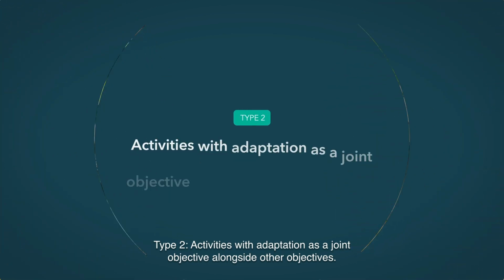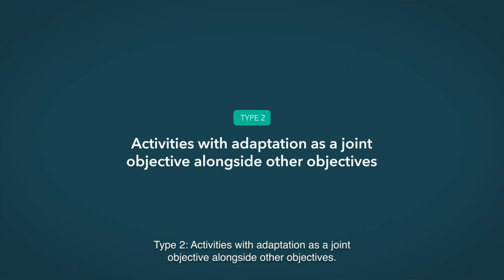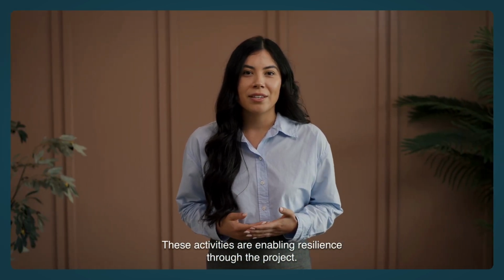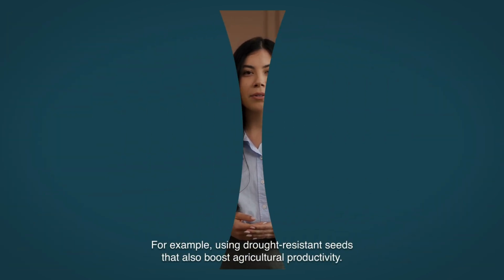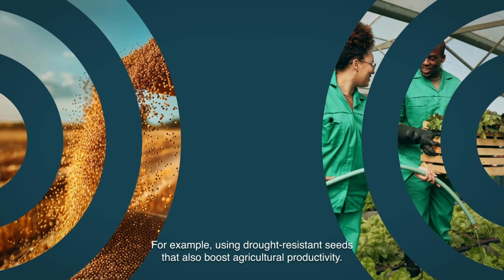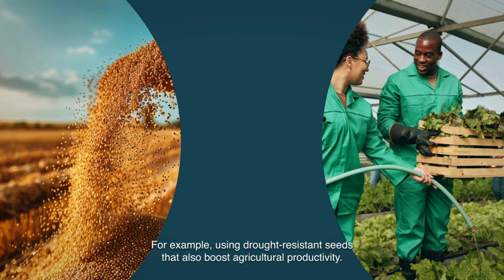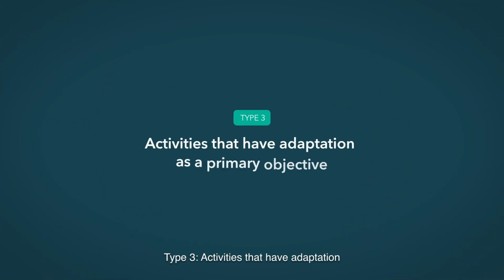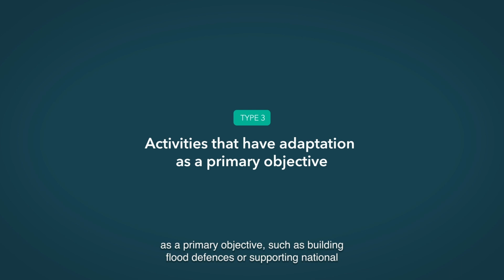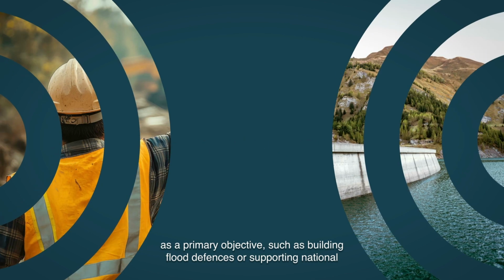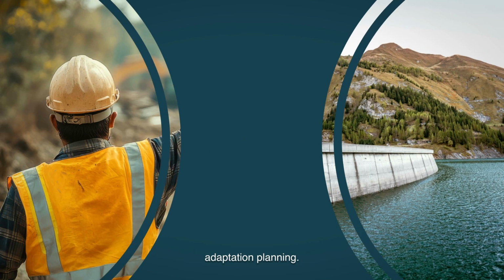Type 2. Activities with adaptation as a joint objective alongside other objectives. These activities are enabling resilience through the project. For example, using drought-resistant seeds that also boost agricultural productivity. Type 3. Activities that have adaptation as a primary objective, such as building flood defenses or supporting national adaptation planning.